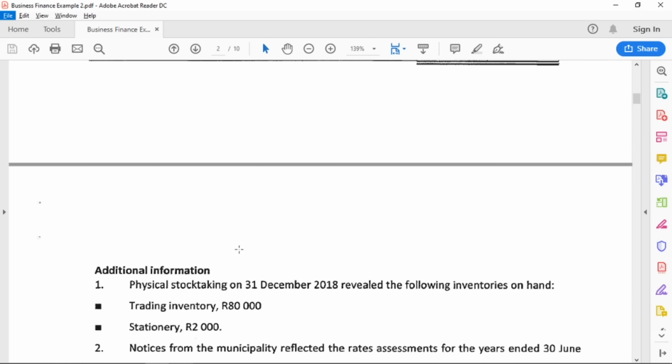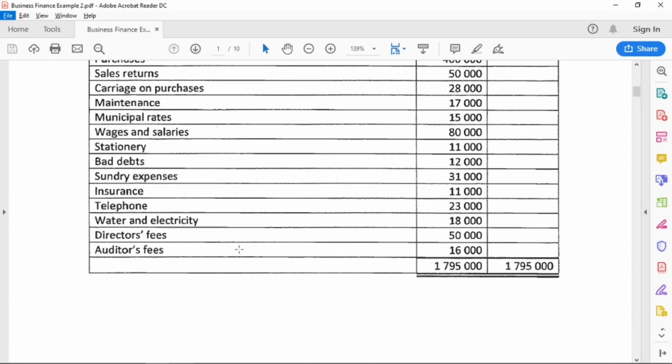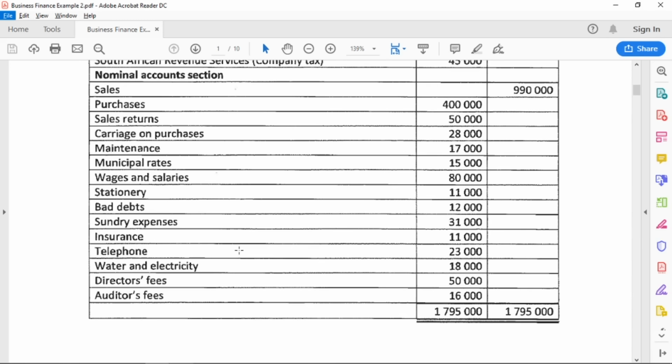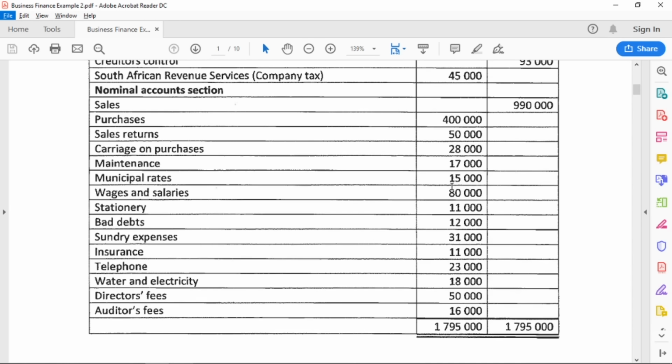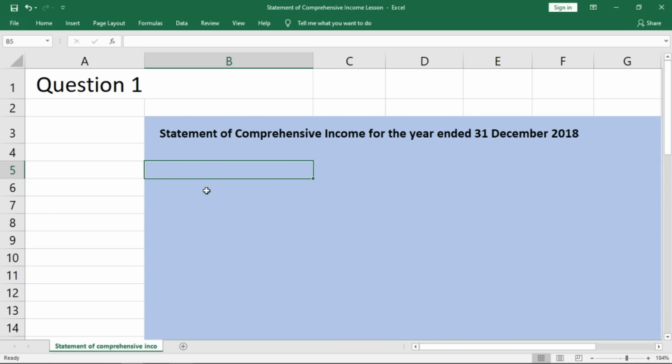If there is nothing in the additional information that is spoken about any of the line items here, then we'll just take that line item with its amount and put it in our statement of comprehensive income. That is how it works when you're doing your financial statements. There's nothing about sales in the additional information, so we'll just say sales and that amount, 990,000 rand. So let's begin. We begin with our sales, and I'm going to put 990,000 here.